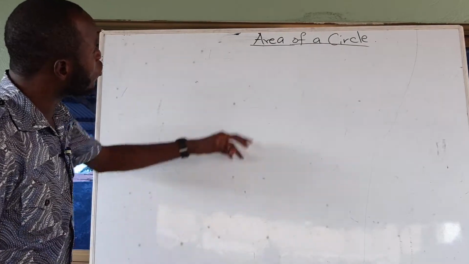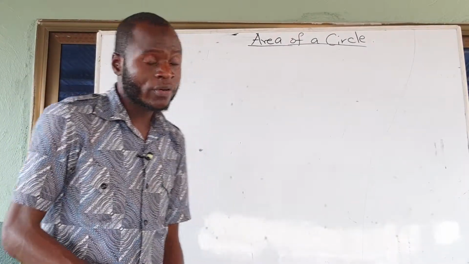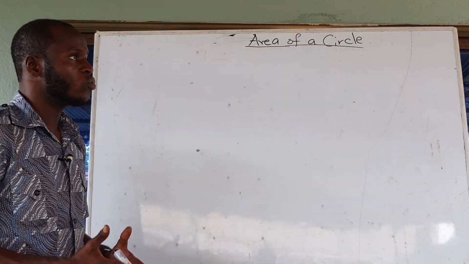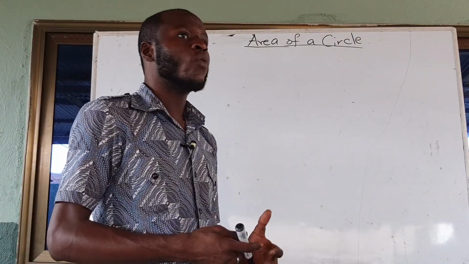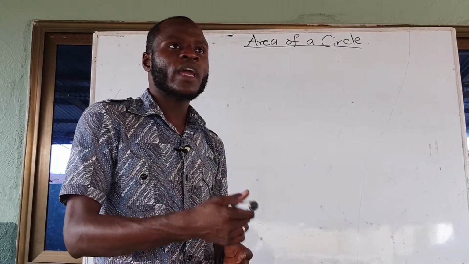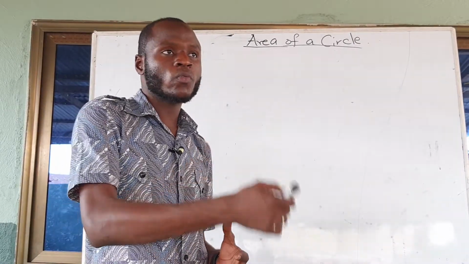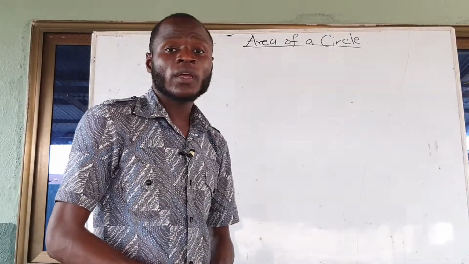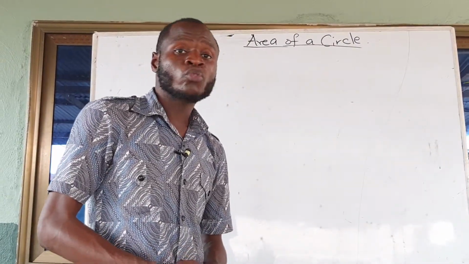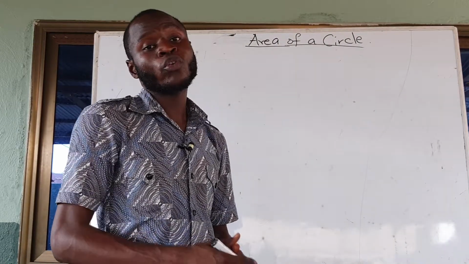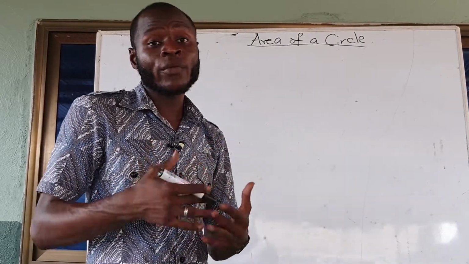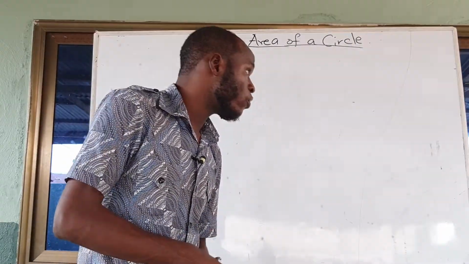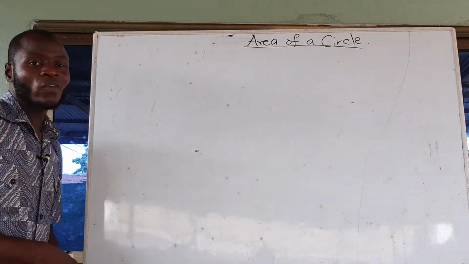Okay, today we are going to look at the area of a circle. It will be given to you in the same way that we did with the diameter and the radius when calculating the circumference. You can be given the radius to calculate the area of the circle, and you can also be given the diameter.